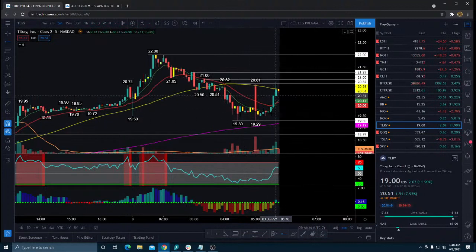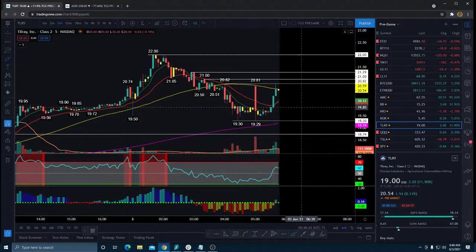I'm most interested in Tilray on a pullback, but I will be watching AMC. So I will have AMC on another screen. If AMC is dumping hard, Tilray may not be able to move. Same thing with the market. I will be watching QQQ, SPY, and AMC in order to trade Tilray.